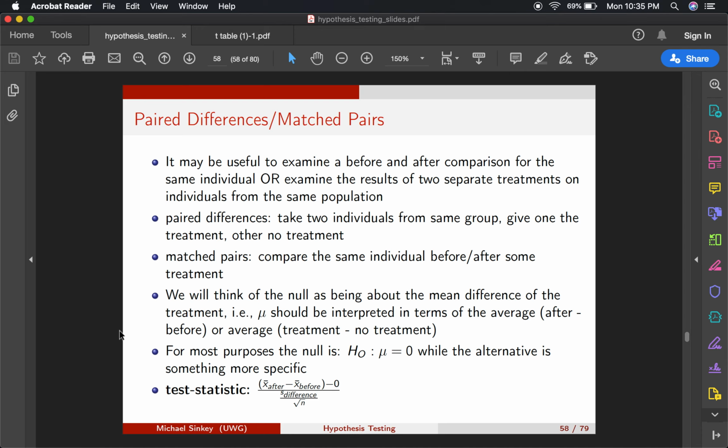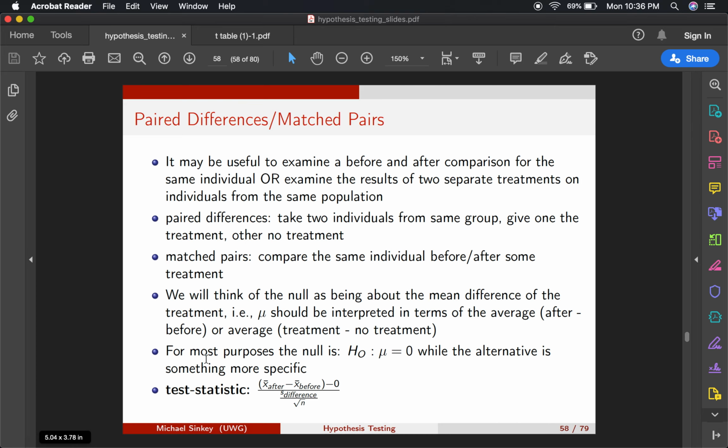Alternatively, you could do two separate treatments on people from the same population. So in a business setting, you could show two different people from the same group a marketing campaign. You could look at a medical trial where you have two people from the same population. One person gets a treatment, the other person doesn't. You could look at a policy change. Any of these things can be analyzed with this framework.